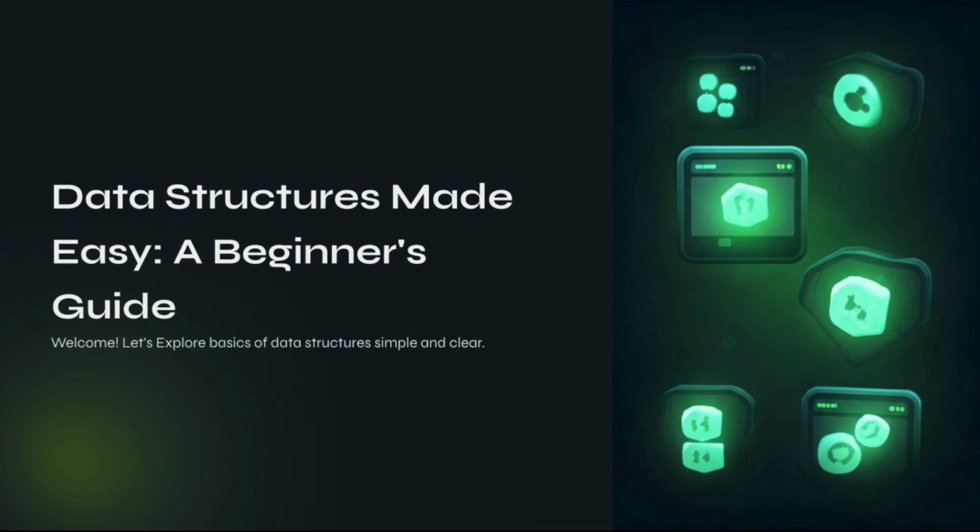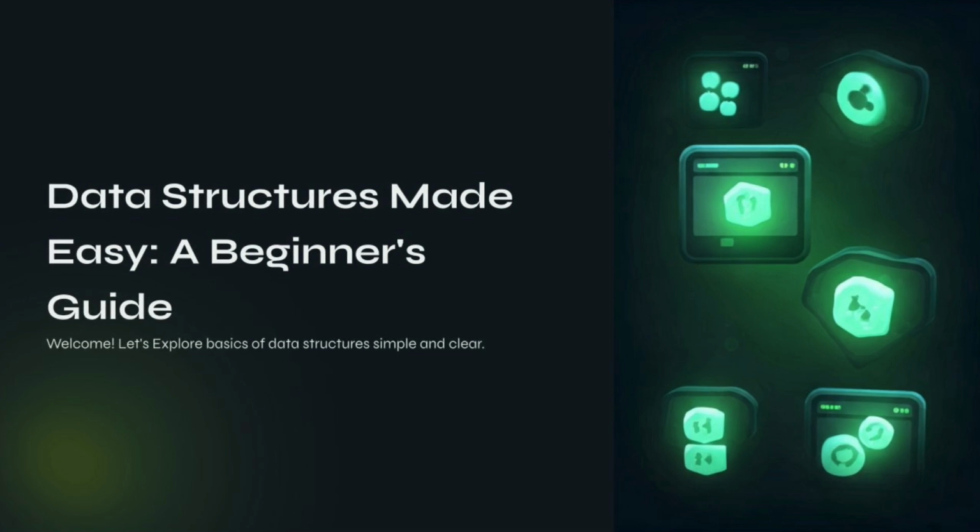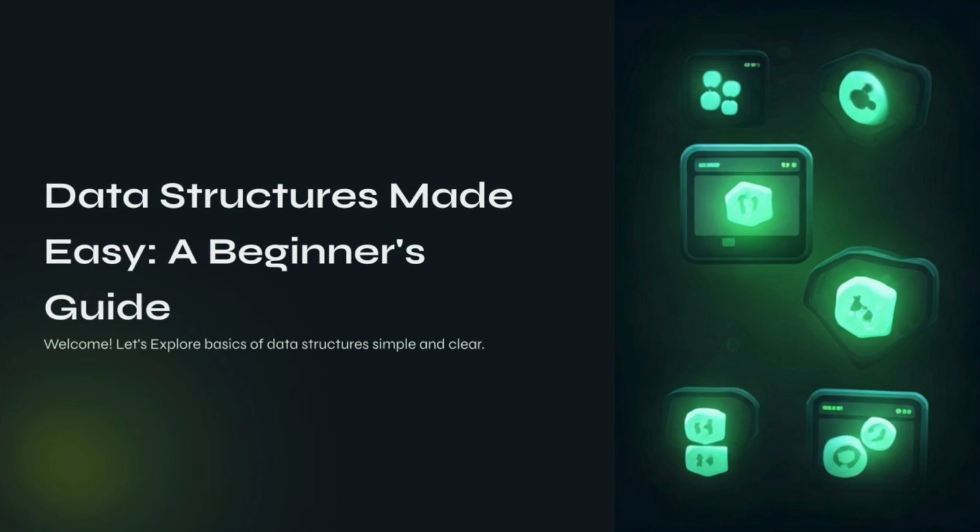Trees and graphs. These are a bit more advanced but very powerful for handling hierarchical or network data, like file systems or social networks. Now, you might be wondering, why do we need so many different structures? Well, just like you wouldn't use a spoon to cut a pizza, you shouldn't use a stack when a queue is a better fit. Each structure is optimized for certain types of tasks. Some are great for searching, some for easy insertion, others for memory efficiency.